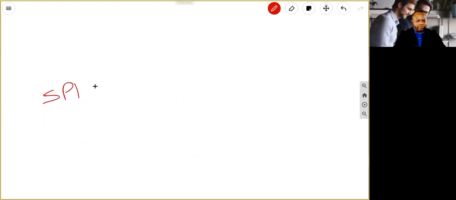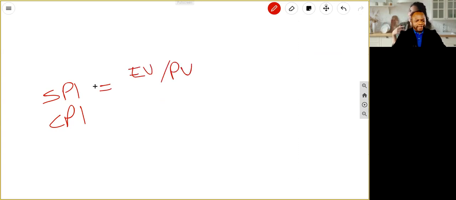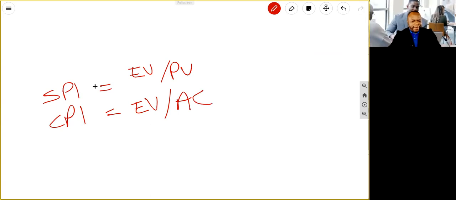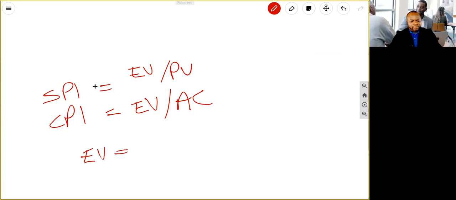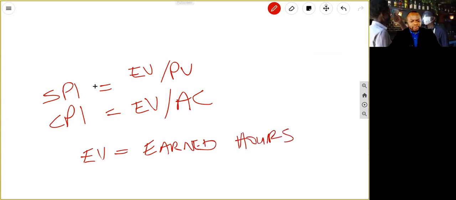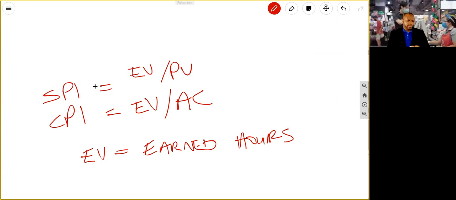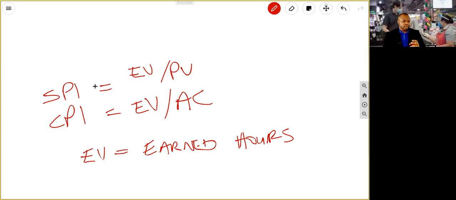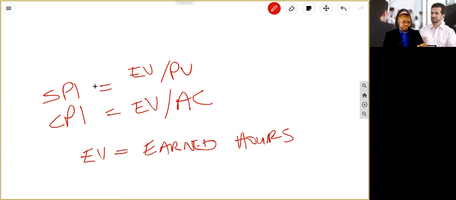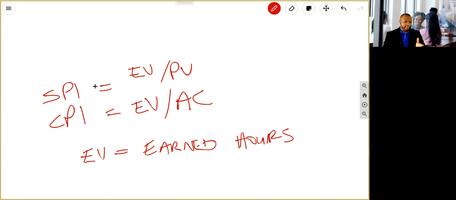When we talk about the schedule performance index, the cost performance index, this is really earned value divided by planned value. And this is earned value divided by actual cost. Now, when you break earned value down, you can say earned value is the number of earned hours. You do not have to tie it to dollars at all points. If you do not have cost to work with on a project, or you do not have budget to work with on a project, how about converting to hours? Or how about converting to time periods? Hours preferably, because it's a unit that we're used to and it's very trackable.